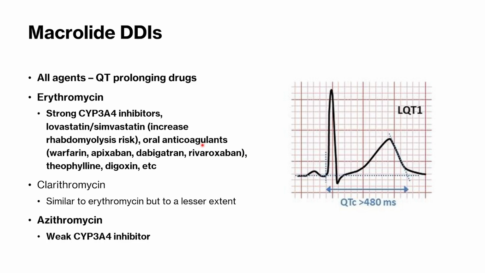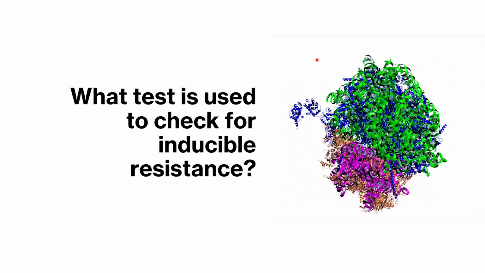Clarithromycin, it's similar to erythromycin, but to a lesser extent, so it's kind of a little nicer. If you think back to what clarithromycin is, it is a chemically altered form of erythromycin. So it makes sense that their side effects would be very similar. And then azithromycin, it's a weak CYP3A4 inhibitor. It's kind of a puny guy, but similar things all around.